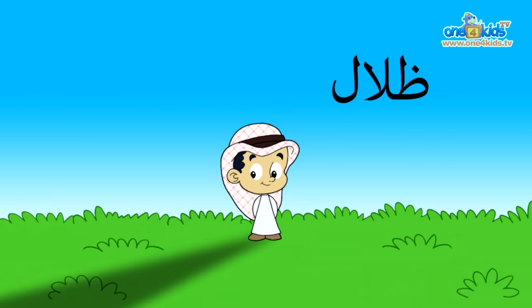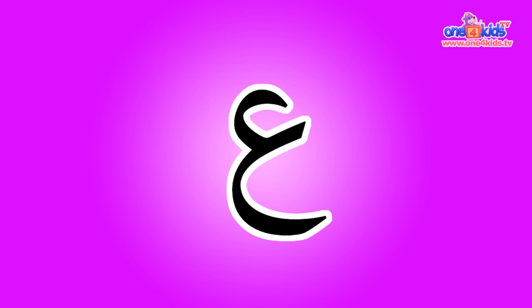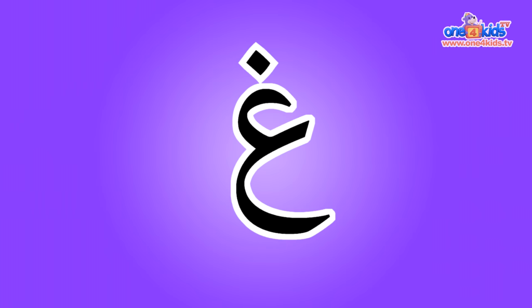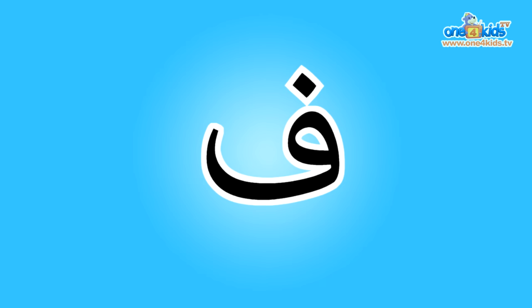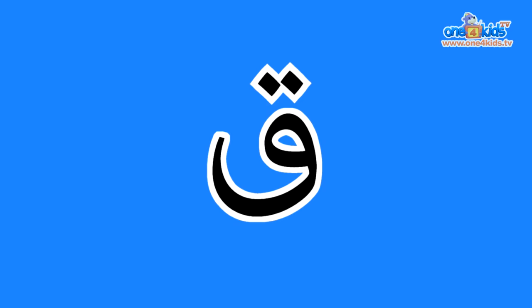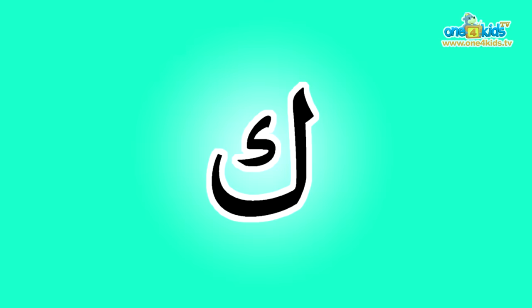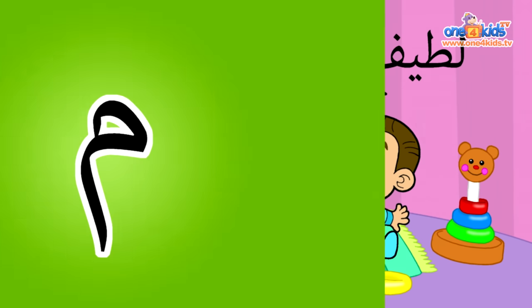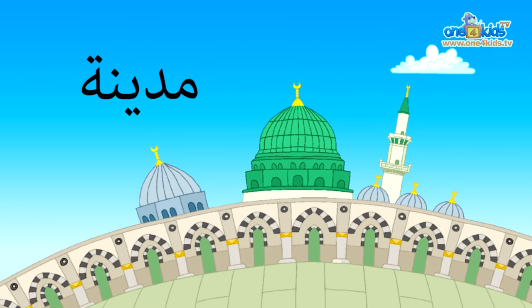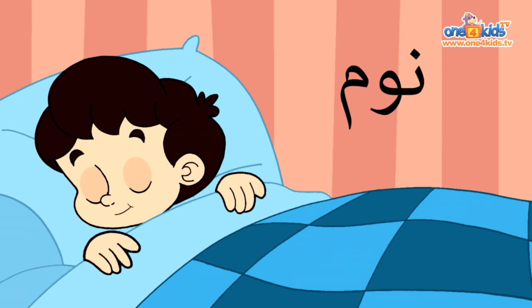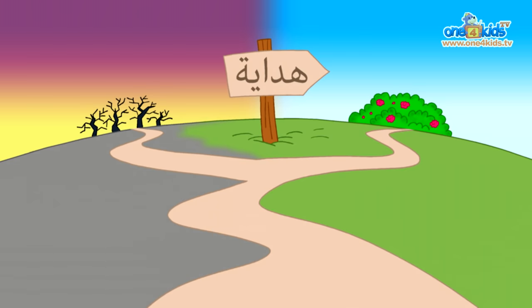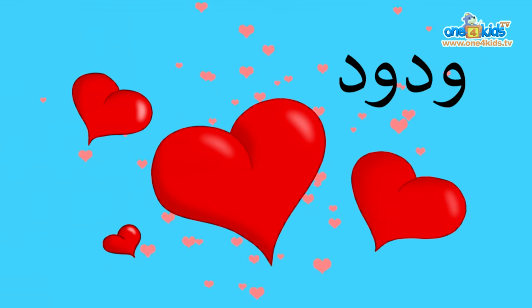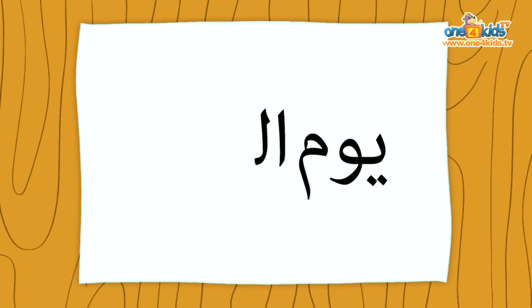Tha is for Dhilal, Ain is for Ibadah, Ghain is for Ghafur and Fa is for Fatiha. Qaf is for Quran, Kaf is for Kitab, Lam is for Latif and Mim is for Medina. Nun is for Noun, Ha is for Hidayah, Waw is for Wadud and Ya is for Yawmuddin.